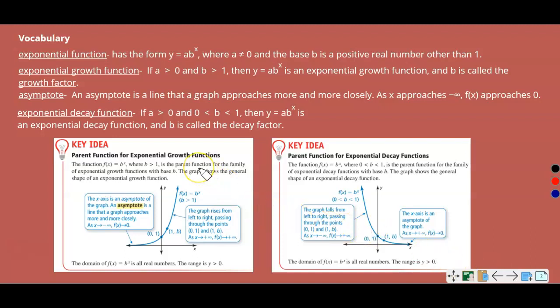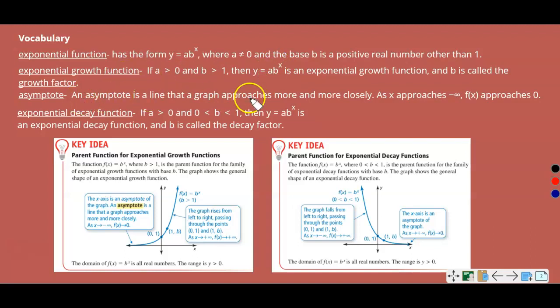Exponential growth function: if a is greater than 0 and b is greater than 1, then y equals a b to the x is an exponential growth function, and b is called the growth factor. So again, if you have this form, x is your variable. a cannot be 0, but if it's greater than 0, that means it's positive, and b is greater than 1, that's your growth factor. That means you have exponential growth.